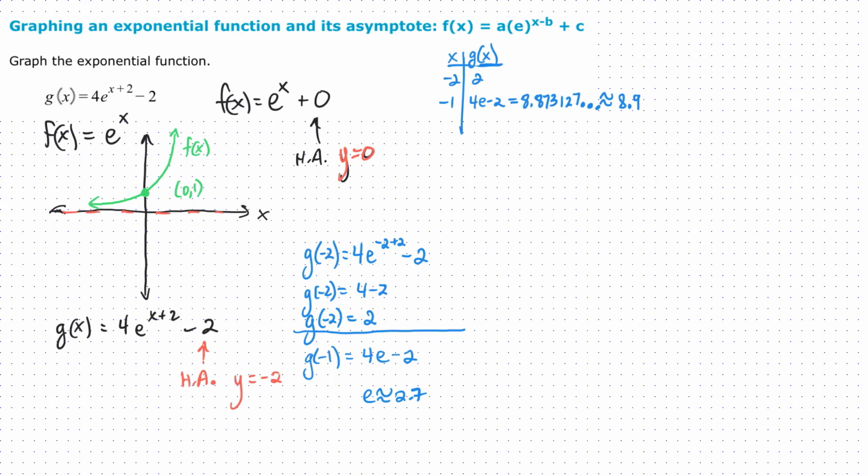Another good ordered pair to find would actually be the y-intercept. Kind of makes sense to do that, right? What if x was 0? What would the output be? It would be 4e squared minus 2. So that's another good ordered pair to pick on. Let me round that off really quick. I'm going to go ahead and type e squared in my calculator, multiply it by 4, and then subtract 2, and we get this to be 27.556. Obviously, that is a pretty large number.